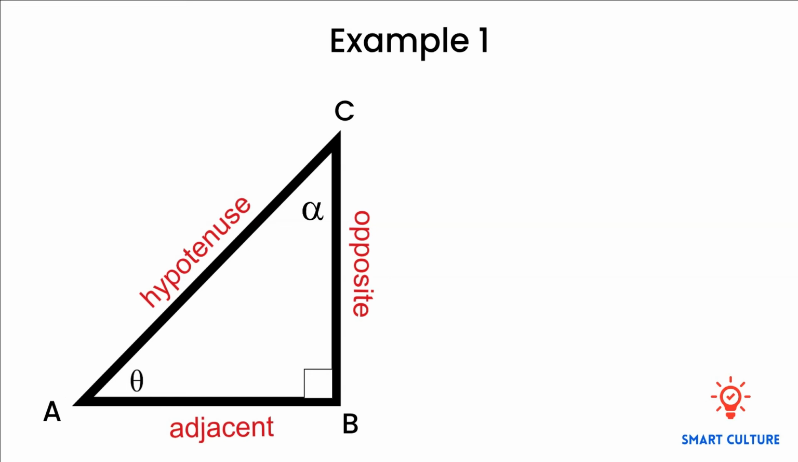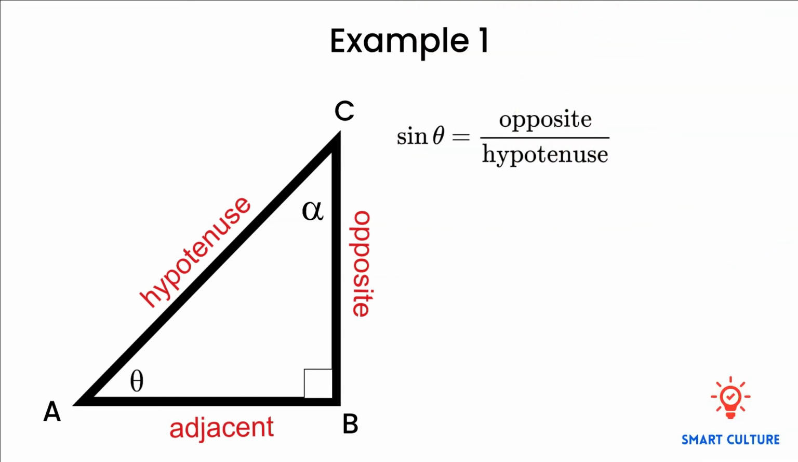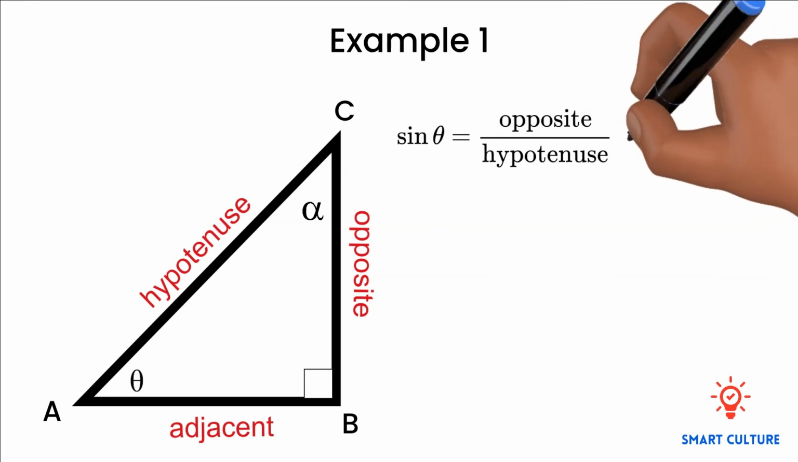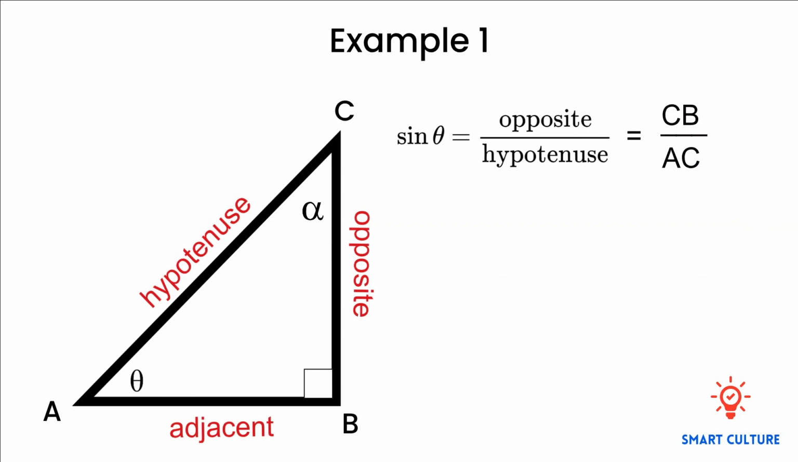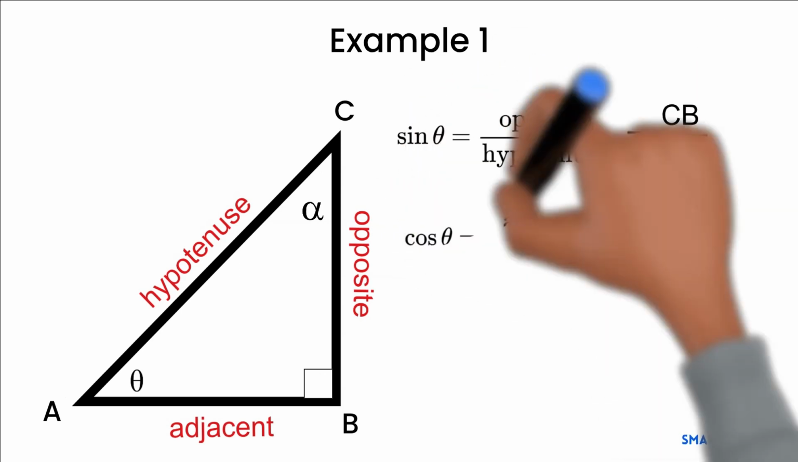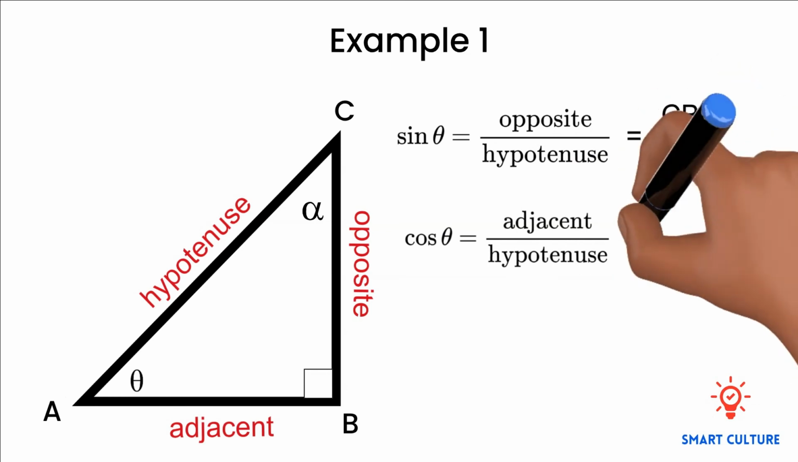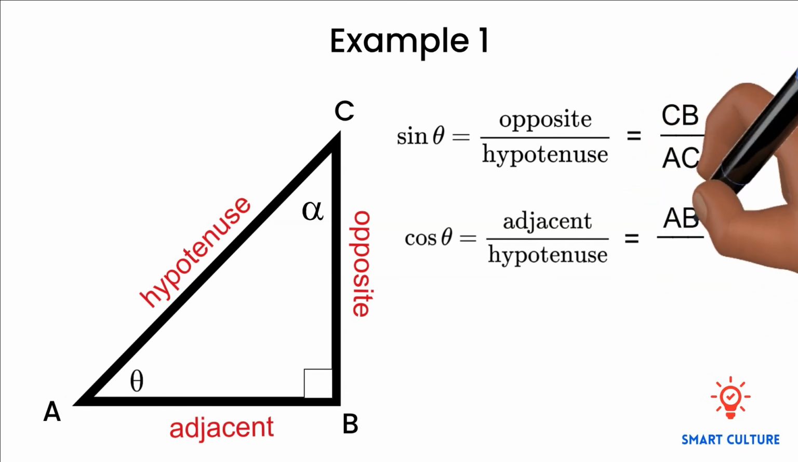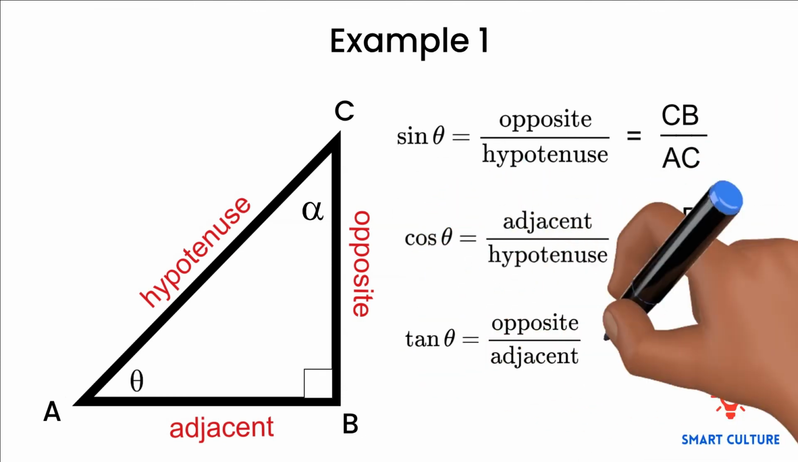Let's complete the trigonometric ratios for theta. So sine theta is equal to opposite over hypotenuse, so it will be CB over AC. Cosine theta will be equal to the adjacent over the hypotenuse, so that will be AB over AC, and then tangent theta will be equal to the opposite over the adjacent, which will be CB over AB.